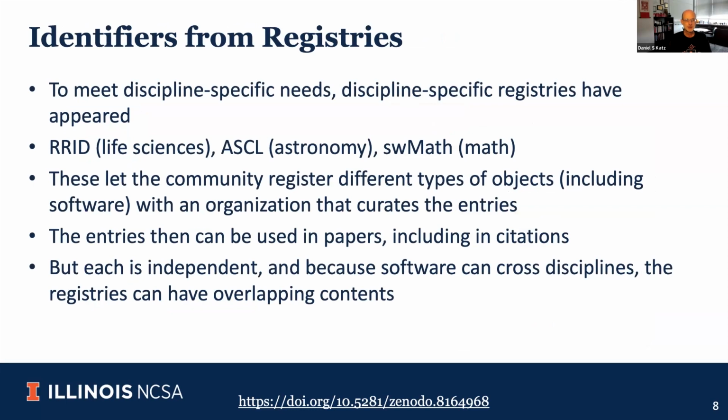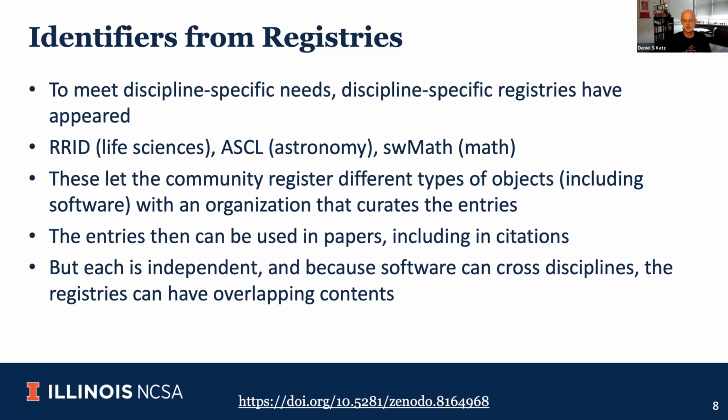There's also this fact that there's discipline-specific needs that have appeared, and in response, discipline-specific registries have appeared. So I mentioned astronomy, life sciences, and math, and they're here again. The purpose of these registries is to let the community register different types of objects, which include software, with an organization that curates them and understands the context in which they're used, the discipline in which they're used. And those entries then can be used in papers, including in citations.